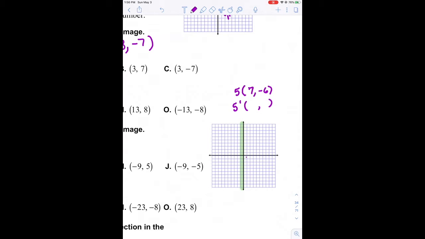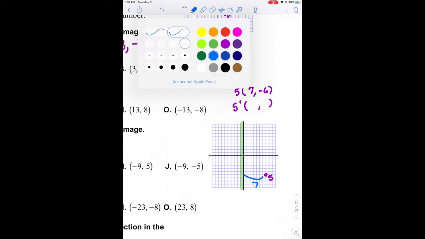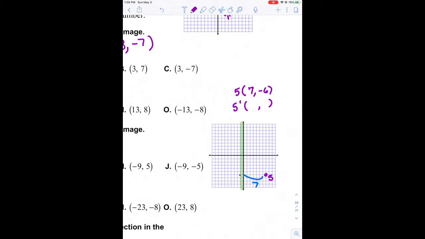So let's take a look. 7, -6. 1, 2, 3, 4, 5, 6, 7. 1, 2, 3, 4, 5, 6. So here's point 5. And I need to reflect it over the mirror. So it's 7 this way, because I went 7 to the right. And now I need to go 7 to the left. So 1, 2, 3, 4, 5, 6, 7. So this is 5 prime.